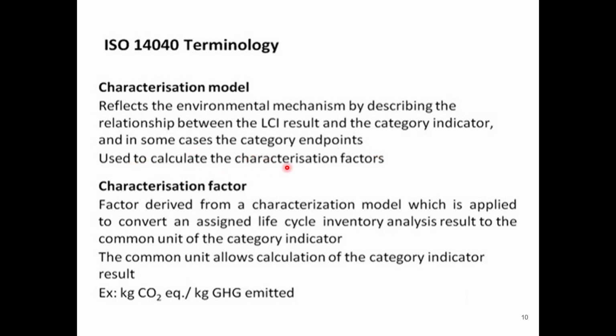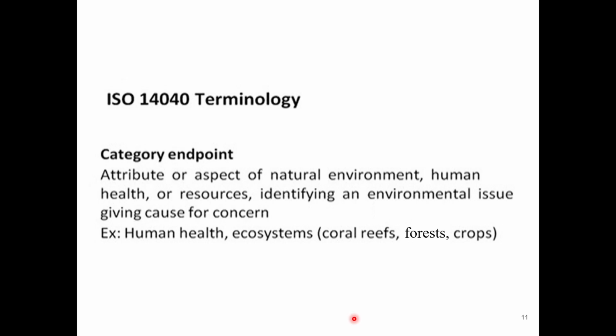It is used to calculate the characterization factors. So what is a characterization factor? It is a factor derived from a characterization model which is applied to convert and assign life cycle inventory analysis results to the common unit of the category indicator. The common unit allows calculation of the category indicator result. For example, kg CO2 equivalent per kg GHG, that is greenhouse gas emitted.